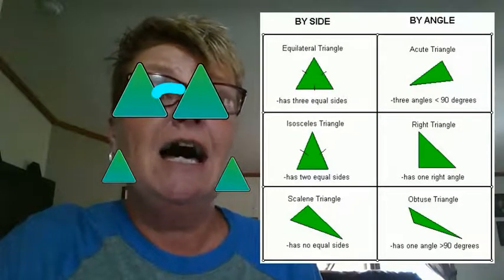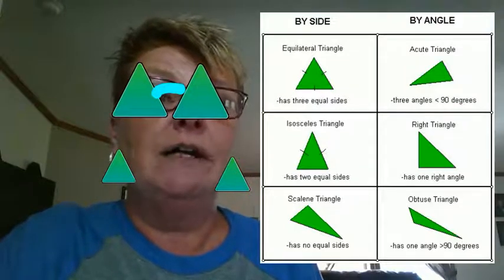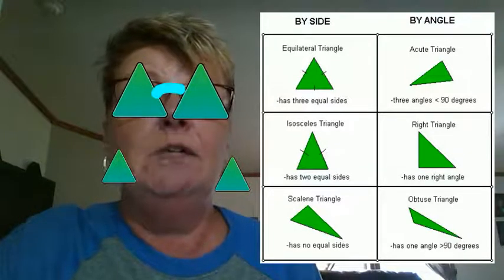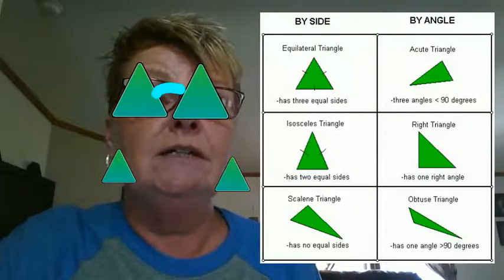So if you're looking at the sides of a triangle, you can have an equilateral triangle, and that's just what it sounds like. Equilateral sounds like equal. So if all three sides are equal, it is equilateral.